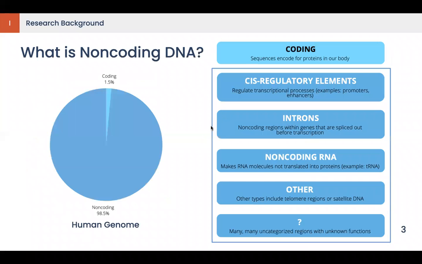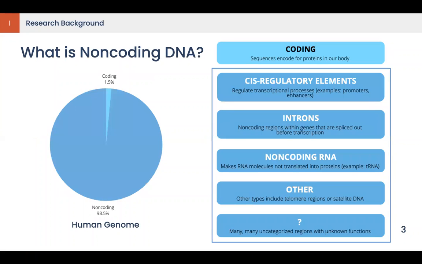And what is non-coding DNA, just for those who are not as familiar? This figure gives a broad overview of the role of non-coding DNA in our genome. As you can see, only about 1.5% of our genome is protein coding genes, which is what we typically think of when we think of our DNA. And the vast majority of our DNA is actually non-coding.